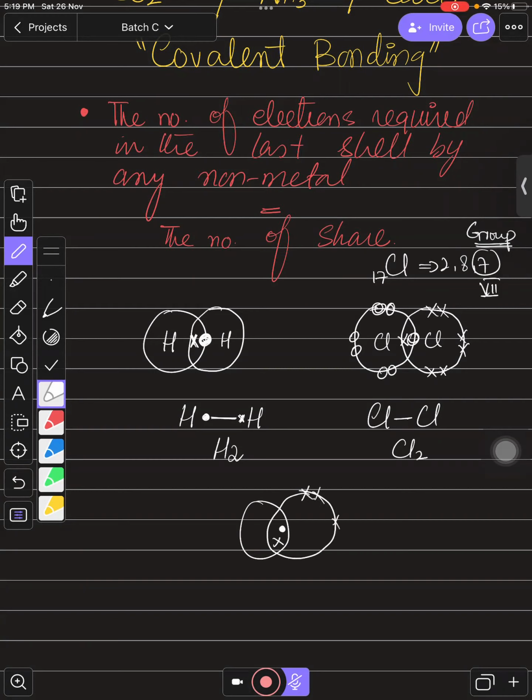Now suppose you have a hydrogen, and hydrogen has 1 electron. You can even draw it over here. And we have chlorine as well, which has 7 electrons in its last shell. They can share 1 electron each, so they can form an HCl molecule. This is one example in which two different non-metals react and form a covalent molecule by sharing electrons, right, children?